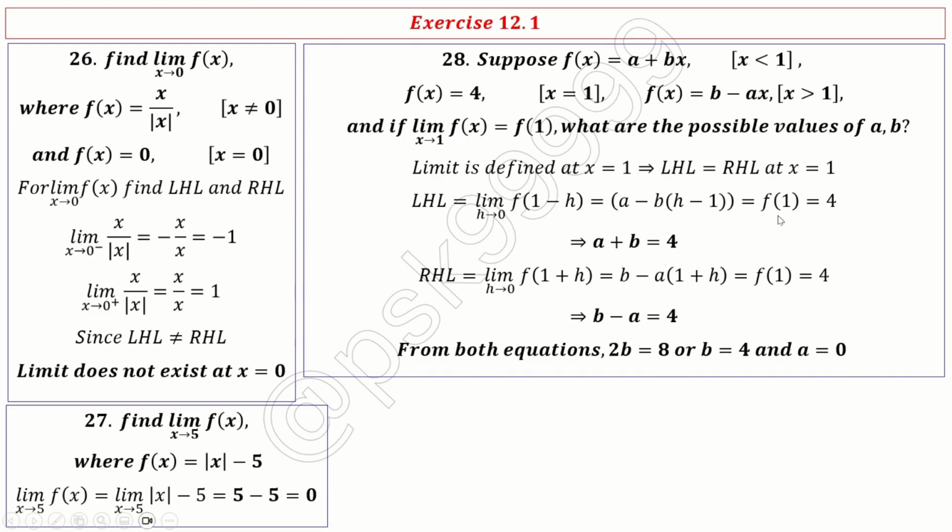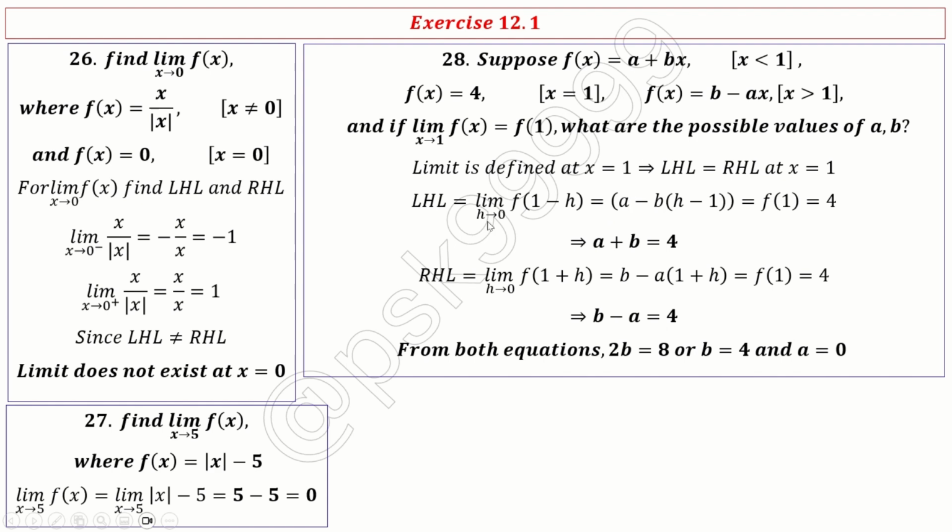They are telling the limit is defined. That means LHL is equal to RHL at x tends to 1, actually, not equal to 1. X tends to 1. Okay. So LHL equal to limit h tends to 0, f of 1 minus h. This is how you will write, right? When you say x tends to 1 minus basically. Okay. 1 minus h.